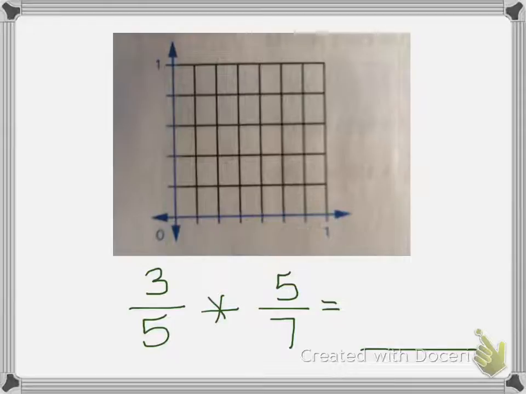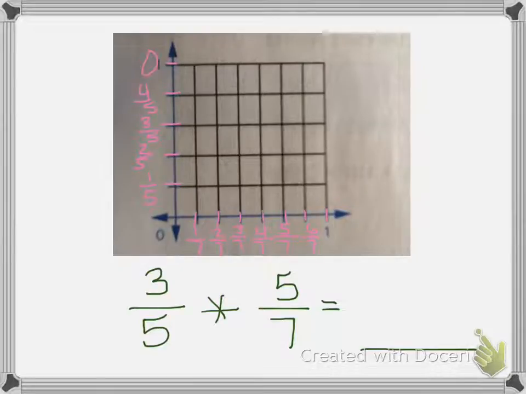Number 2 says solve and then use the area model to help you. So I have 3/5 and 5/7. If I look at my x, it's divided into 1, 2, 3, 4, 5, 6, 7. So this would be 1/7, 2/7, 3/7, 4/7, 5/7, 6/7. Going up is divided into 1, 2, 3, 4, 5. So this is 1/5, 2/5, 3/5, 4/5, and 5/5 or 1 whole.